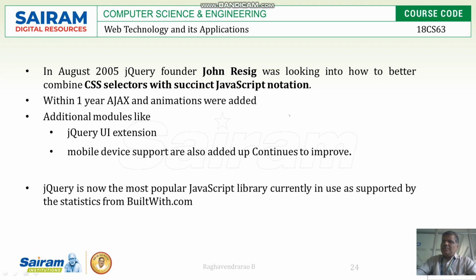Within 1 year, Ajax came into the picture. Animations came into the picture. Then after that, jQuery UI, extensions and mobile device support were added into jQuery. So it is improving again and again. The reason is very simple: once you write a program, it should be usable on all other devices. That's the motto of jQuery. He aimed for that, and it has been improving like anything.